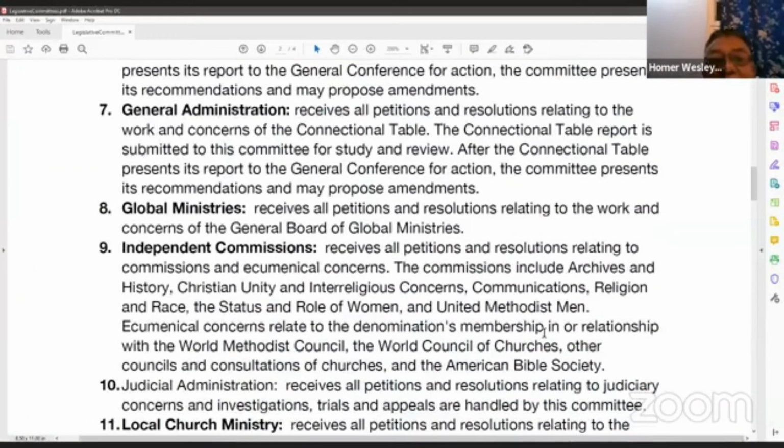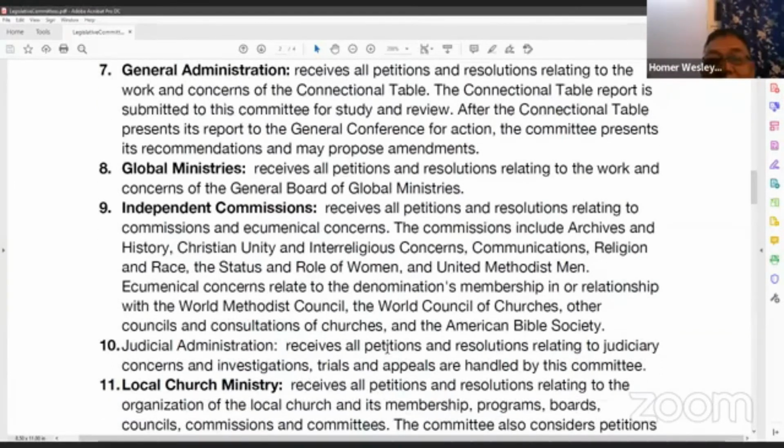When GCFA presents its report to General Conference for action, the committee presents its recommendations and may propose amendments. General administration handles all petitions relating to the work and concerns of the connectional table. The connectional table report is submitted to this committee for study and review. After the connectional table presents its report to the General Conference for action, the committee presents its recommendations and may propose amendments.